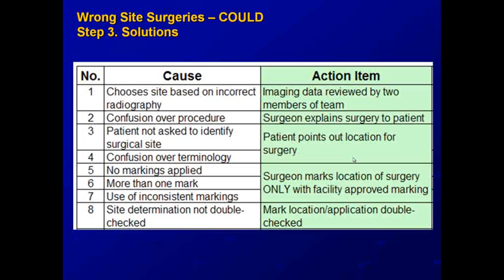You can see some of the solutions that have been recommended to reduce the risk of wrong site surgeries here. Ensure that imaging data is reviewed by 2 members of the team. The surgeon should explain the surgery to the patient and then ask the patient to point out the location for surgery. The surgeon should mark the location of the surgery only using a facility-approved marking. The mark location and application should then be double-checked.